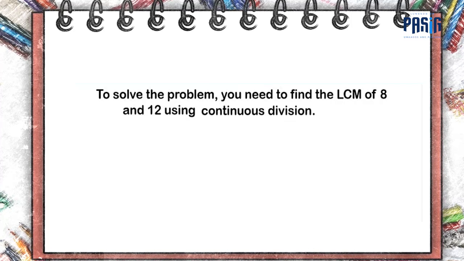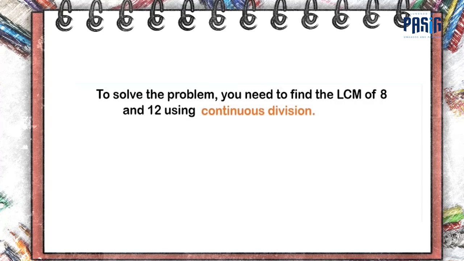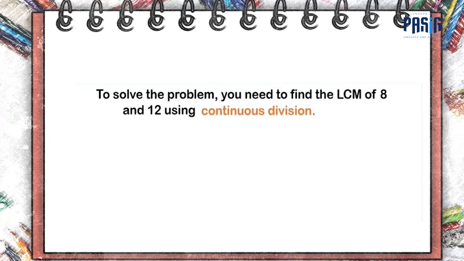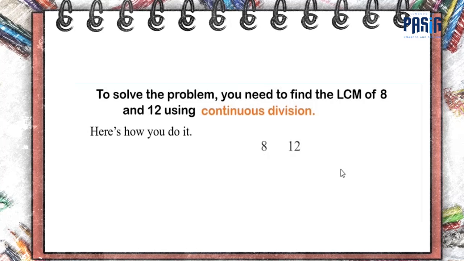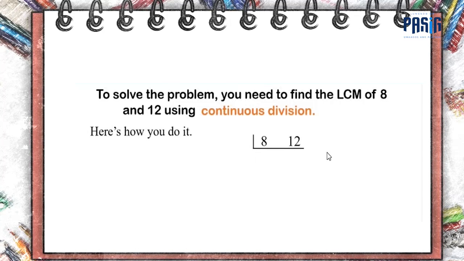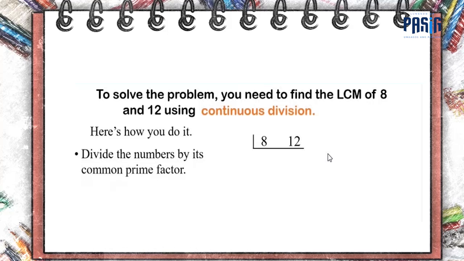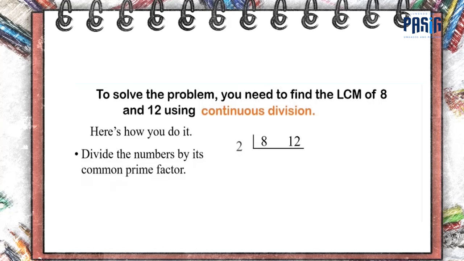And you already know that continuous division is dividing continuously the given numbers until none of the numbers have a common divisor. Here's how you do it. Write the numbers horizontally. Put the division bar downward and divide the numbers by their common prime factor. And the common prime factor is 2.